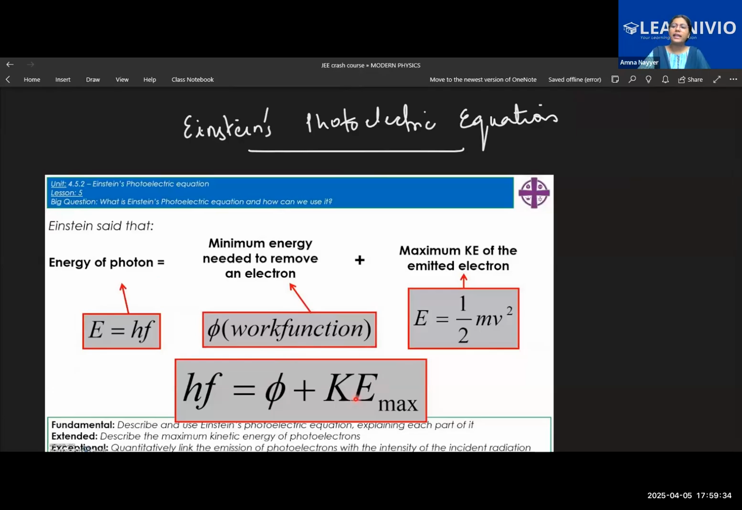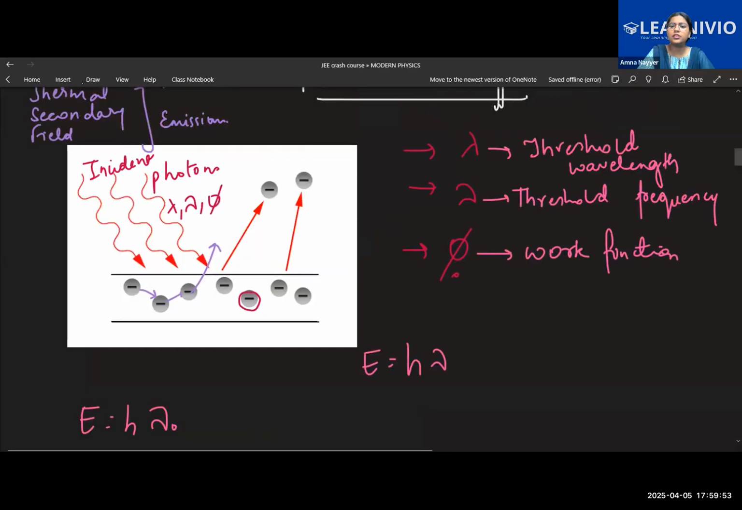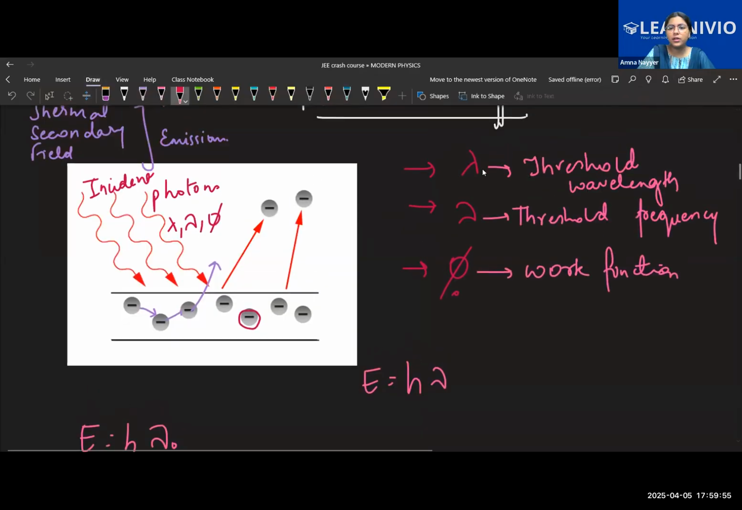See, what Einstein said: till here we knew that if E is equal to h nu and we want to calculate the energy of this photon or electron, we can use h into nu naught. Naught is the symbol for the threshold. So we will modify these also. We write lambda naught for threshold wavelength. As soon as I put this naught, this means threshold frequency.